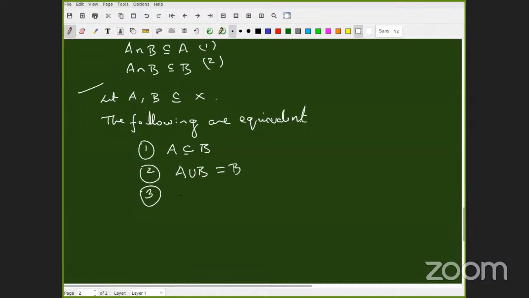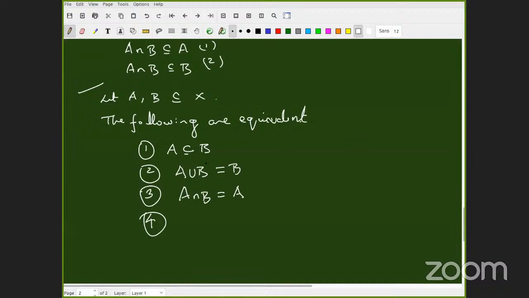Very good. Jayashree, what is it that I'm going to write now? A intersection B equal to what? Good. Very good. A intersection B is equal to A. Very good. Okay. Finally, I want to compare complements.